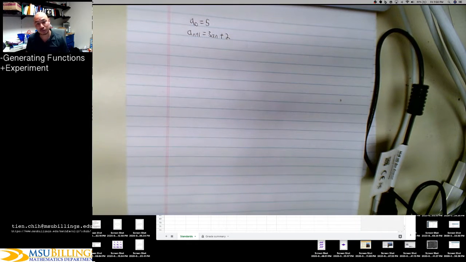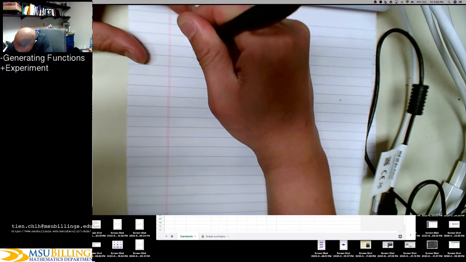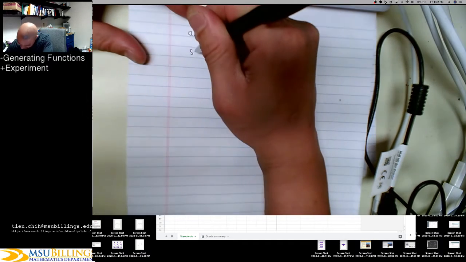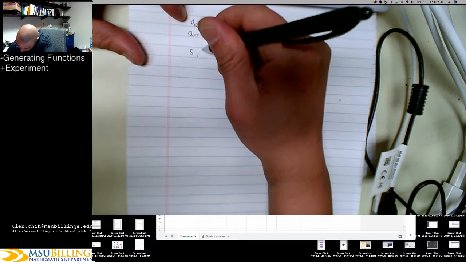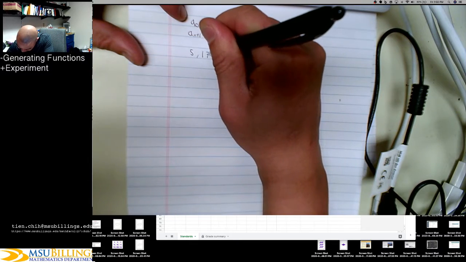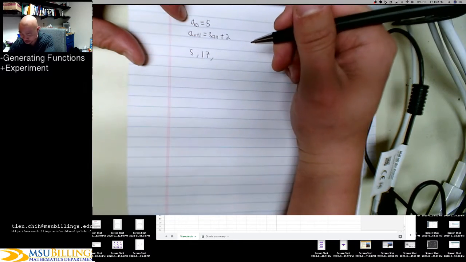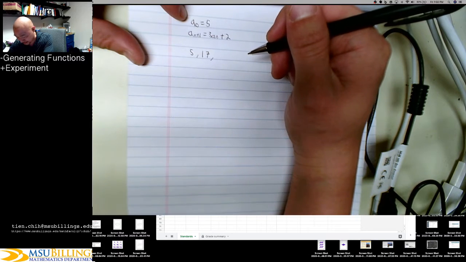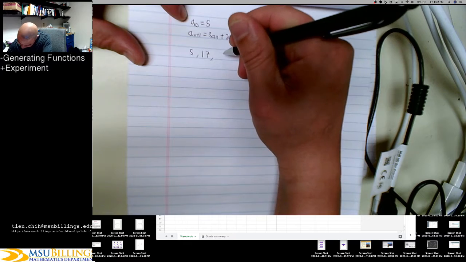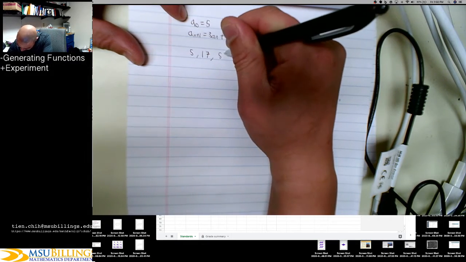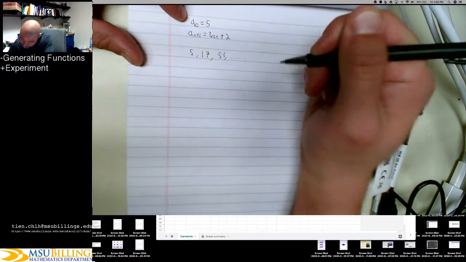And so what this would mean is that you would start with 5 as the 0th term, and the next term you would take that, multiply by 3, and add 2, so 15 plus 2 is 17. The next term you would take that, multiply by 3, and add 2, so 51 plus 2 would be 53, and so on.